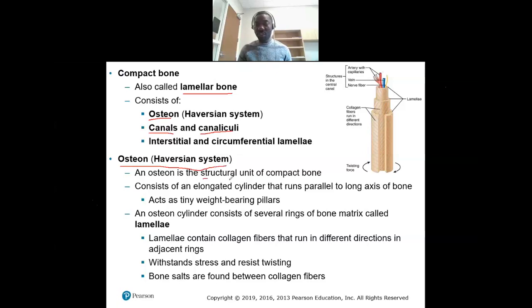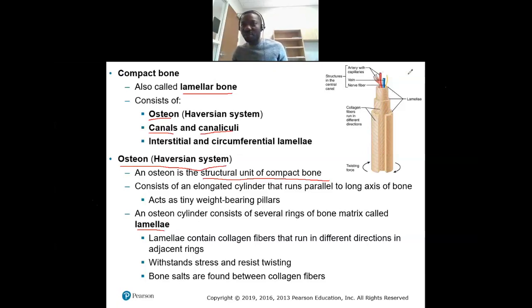Osteon, like I told you, is a structural unit of a compact bone. Just the same way that cells are the functional unit of living things, osteons are the functional unit of a compact bone. Now, what do you see on it? It consists of elongated cylinders that run parallel to the long axis of bone, and that helps to bear weight. I'll talk about each of that. Now, what is a lamella? A lamella is simply like a ring around the osteon.